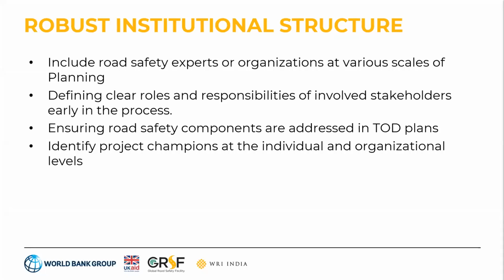For addressing road safety, the institutional structure will mean including road safety experts or organizations at various scales of planning, defining clear roles and responsibilities of involved stakeholders early in the process, ensuring road safety components are addressed in TOD plans, identifying project champions at individual and organizational levels who will ensure that road safety components are addressed throughout the planning process and across scales of planning. Next, please.